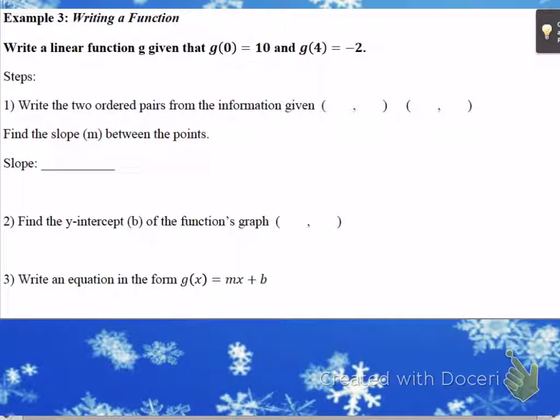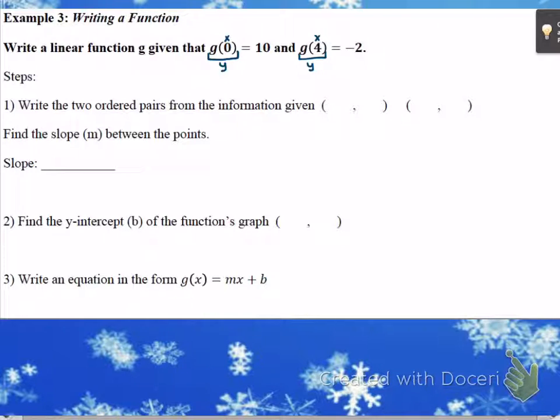Let's take a look at writing a function. We want to write a linear function g, given that g of 0 is equal to 10. Now remember, that 0 is your input, or your x value, but that g of 0 is representing y. So it's telling you that when x is 0, y is 10. And when x is 4, y is negative 2.